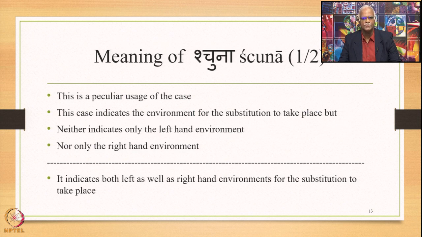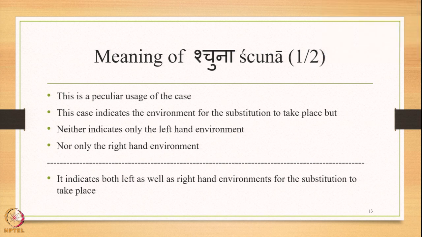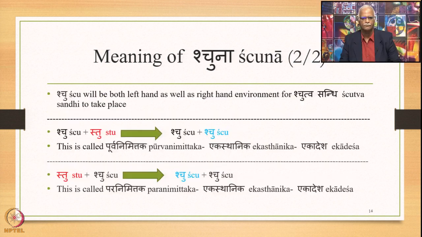The sutra uses the word ścunā, which is very peculiar. This case indicates the environment for the substitution to take place, but it neither indicates only the left-hand side environment, as we have seen before, nor only the right-hand side environment, which also we have seen before. It indicates both left as well as right-hand environments for the substitution to take place. So stu will be both left hand as well as right hand side environment for ścutva sandhi to take place.